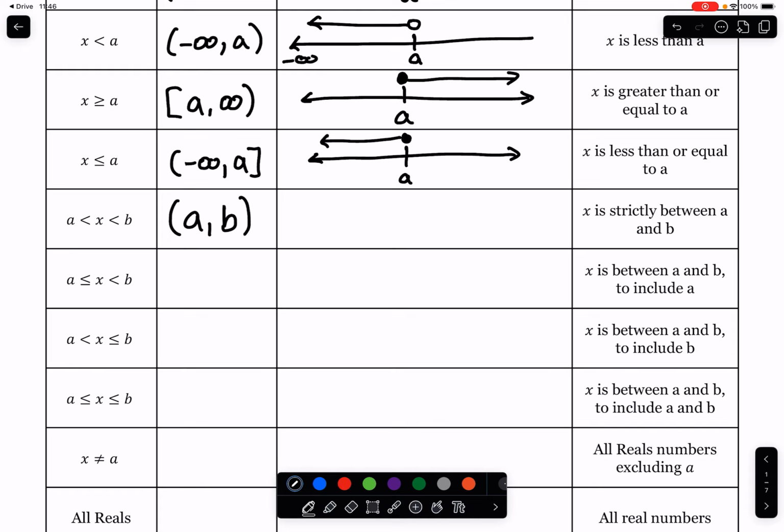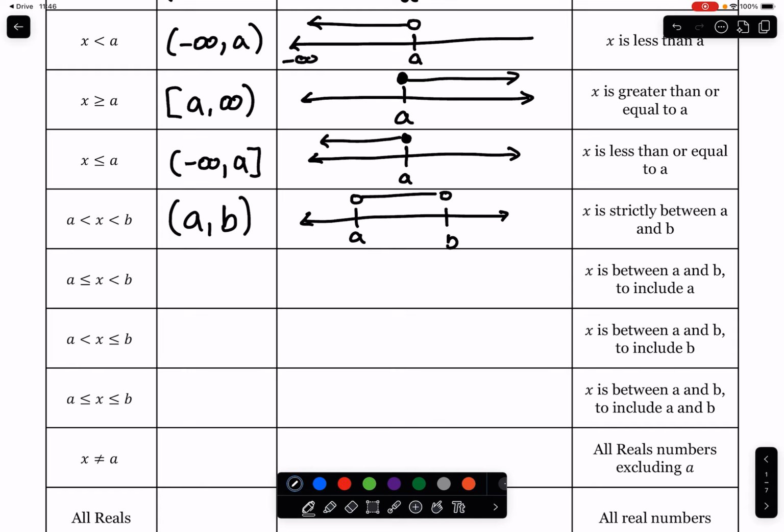And since we're strictly between the values of a and b and not including any of them, we're going to use, again, open parentheses to indicate that. And with a number line, a first, b second, we use open circles to indicate that concept.